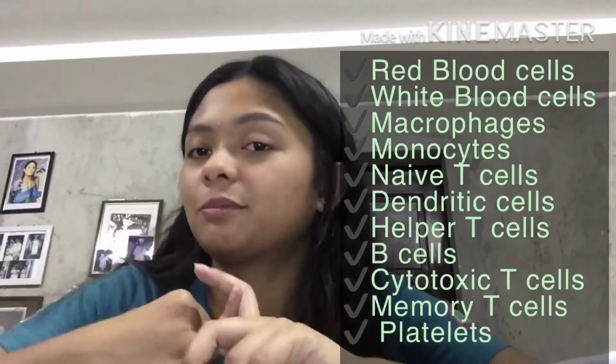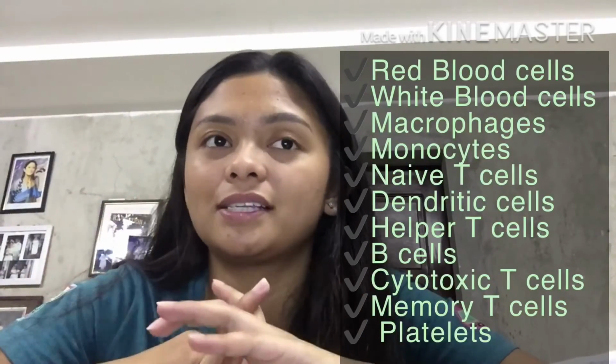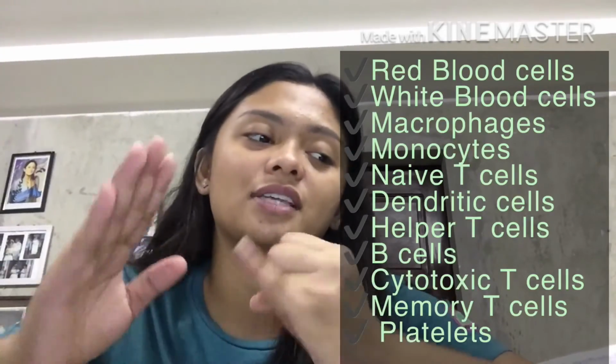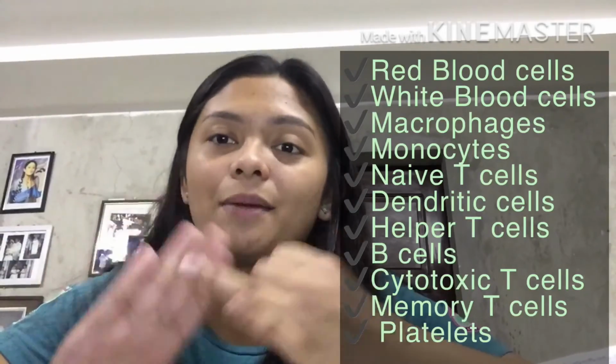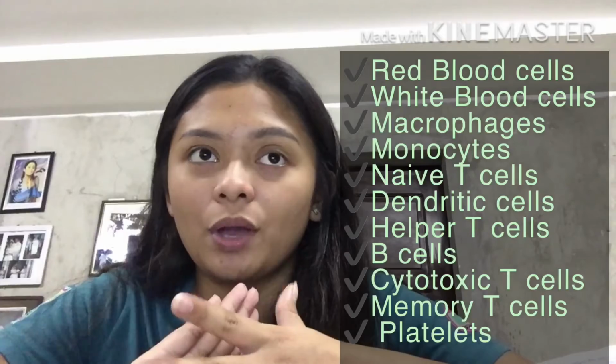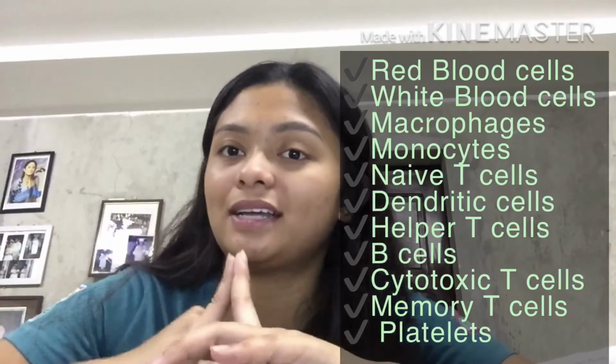So the characters involved in the video are the red blood cells, the white blood cells, the macrophages, the monocytes, the naive T cells, the dendritic cells, the helper T cells, cytotoxic T cells, the B cells, the memory T cells, and the platelets.